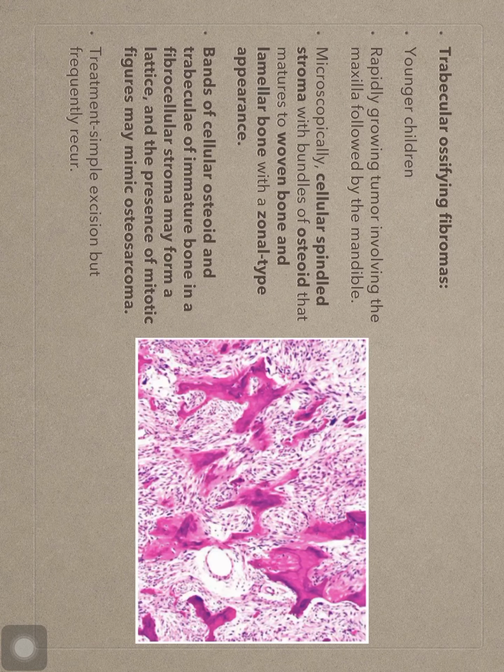Coming to the second variant, that is trabecular ossifying fibroma, these occur in younger children. They are rapidly growing tumors. They involve the maxilla followed by the mandible. Microscopically, they have a cellular spindle stroma with bundles of osteoid that matures to woven bone and lamellar bone with a zonal type appearance. Here we can see bands of cellular osteoid and trabeculae of immature bone in a fibrocellular stroma which forms a lattice.